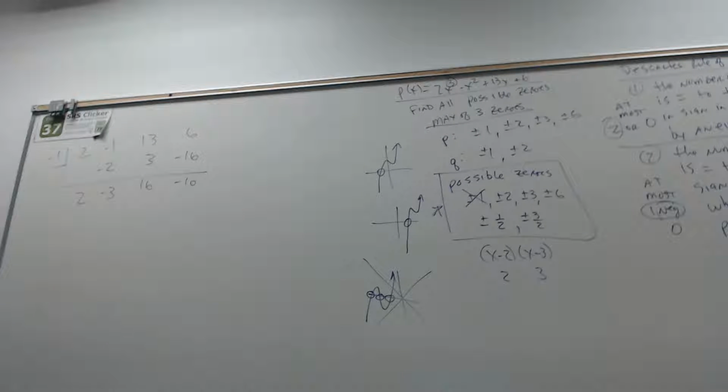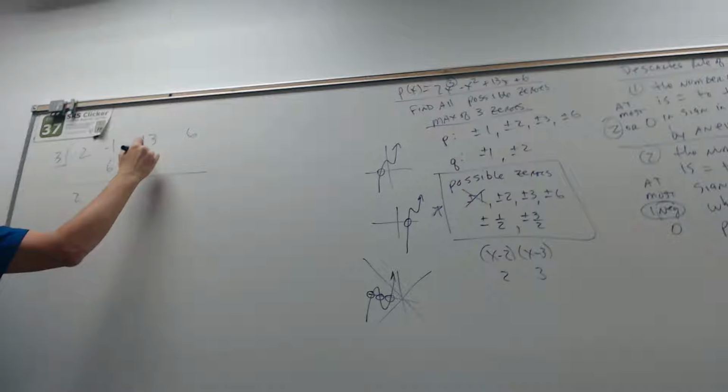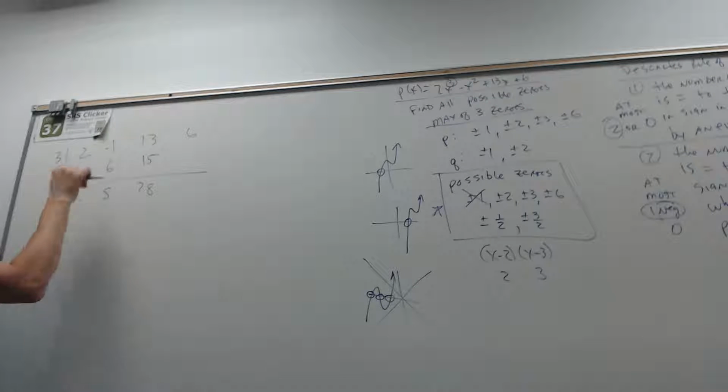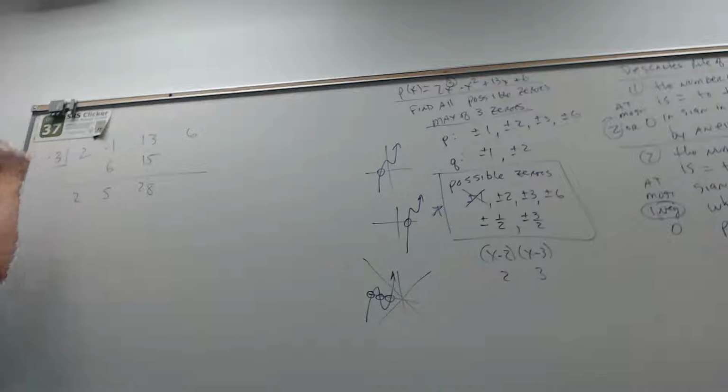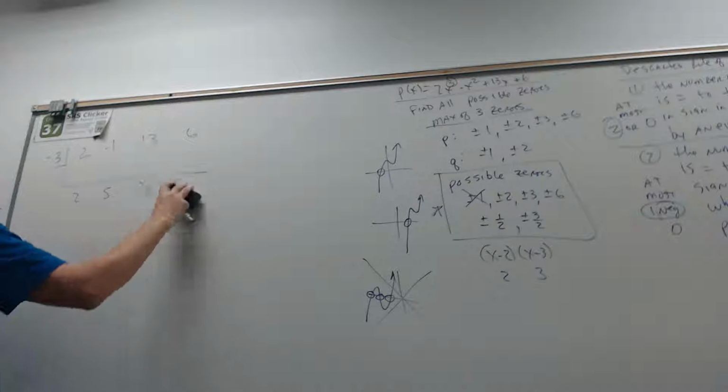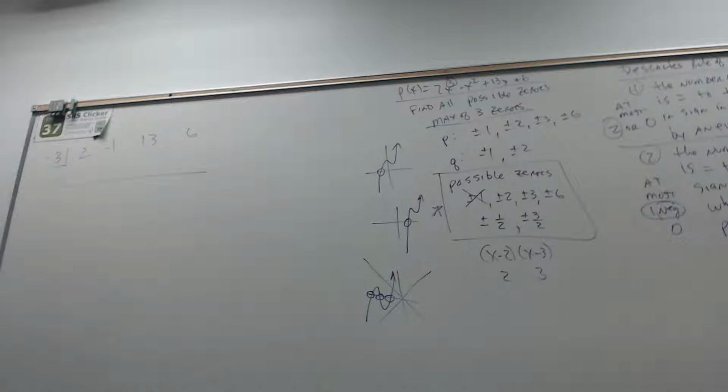Okay, what do you want to try next? 3. Okay, we're going to try 3. How about Christian? Pull 2 down. It's going to be 6. So 5, 15, 28, and then a big number, it's not going to work, right? Okay, what do you want to try next? -3. Let's see if we can eliminate that altogether.